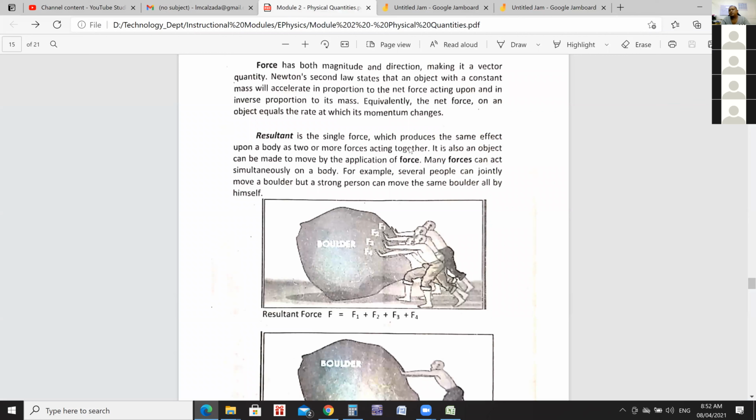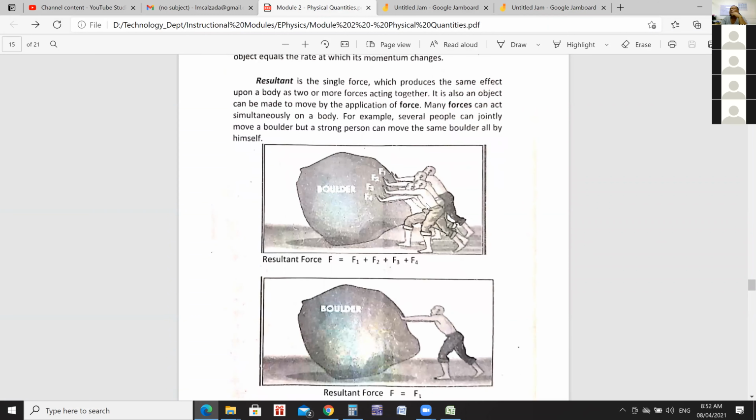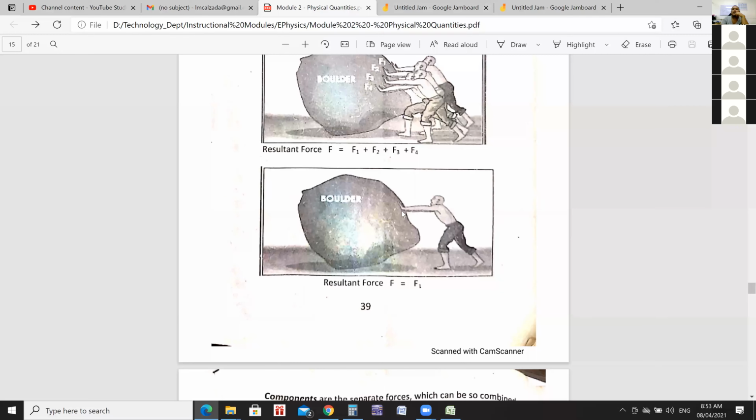It is a single force which produces the same effect upon a body as two or more forces acting together. Like in this one here, the people are pushing a boulder. In pushing the boulder, F1, F2, F3, F4, the resultant force on the boulder, resultant force F, is just equal to the summation of the four forces, because these four forces are collinear, or they act in the same direction. Unless of course one of them pushes in the opposite direction, then it will be subtracted. Okay? If you are alone, if your resultant force is only F1, of course it is weaker.